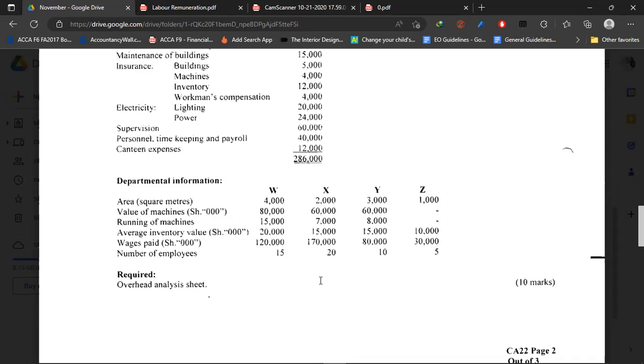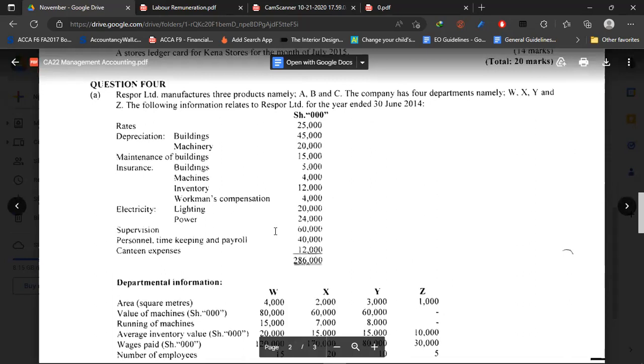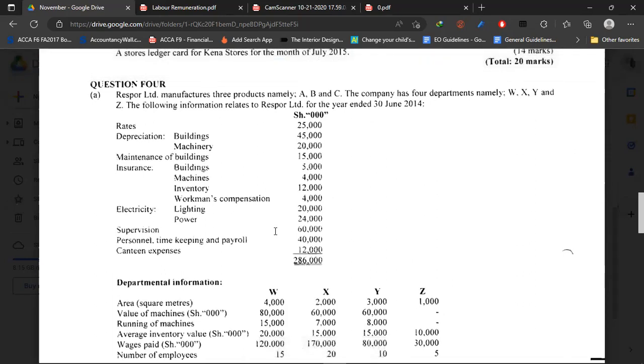When you look at the question provided here, the examiner has already given you the overhead items. These overhead items are the ones that we are supposed to be distributing that cost, right? We have already said in our notes that when we are doing this question, always factor in the allocation of the overhead, checking on the sections of the departments which have already benefited from them.